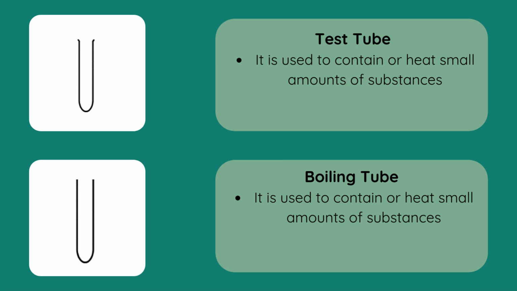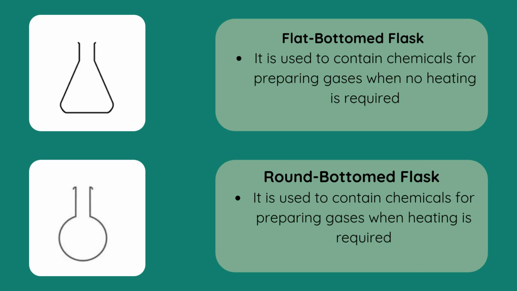Well, it's actually pretty simple. The test tube is longer but smaller than the boiling tube. The boiling tube, however, is wider but shorter than the test tube. Next are the flasks. First up, we have the flat bottom flask. It is used to contain chemicals for preparing gases when no heating is required. The round bottom flask. It is used to contain chemicals for preparing gases when heating is required.